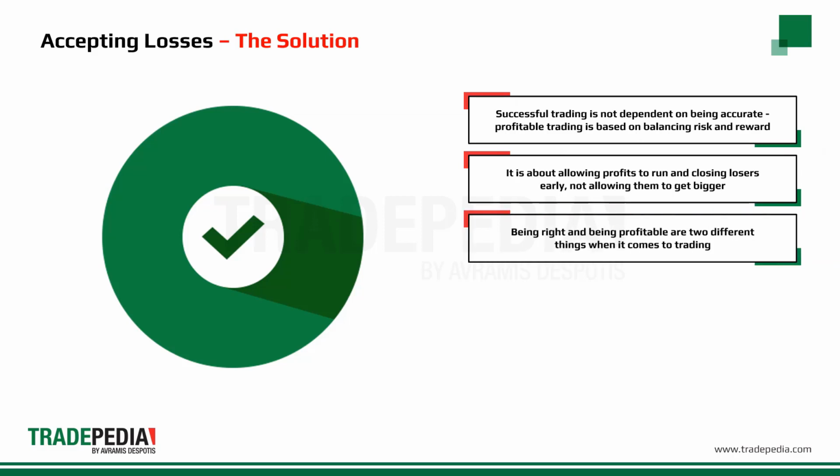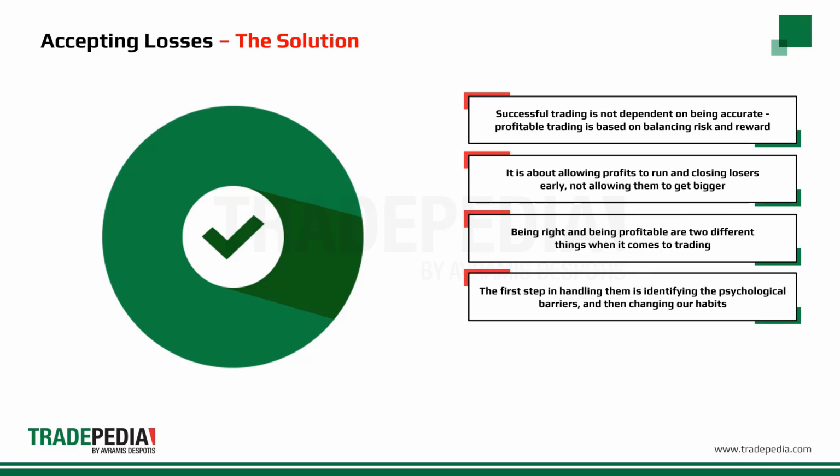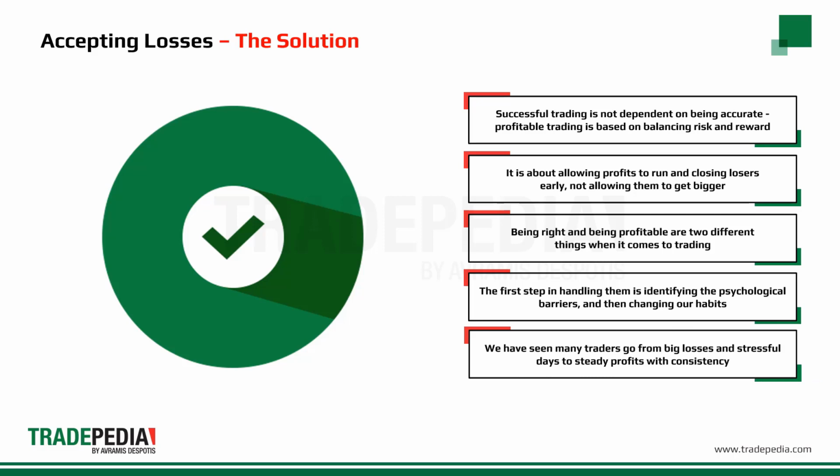Being right and being profitable are two different things when it comes to trading. They are not linked in the traditional way they are linked with other things in life. Adapting to this is one of the biggest challenges for traders. The first step in handling them is identifying the psychological barriers, and then changing our habits. We have seen many traders go from big losses and stressful days to steady profits with calm and consistency after resolving these psychological issues. With time and practice, so can you.